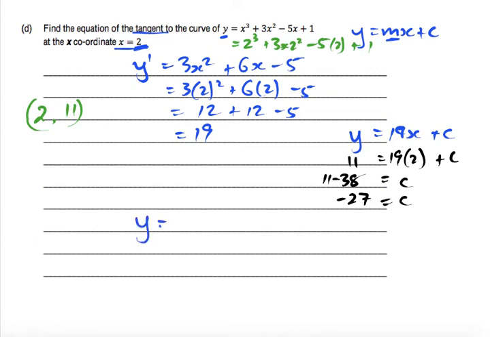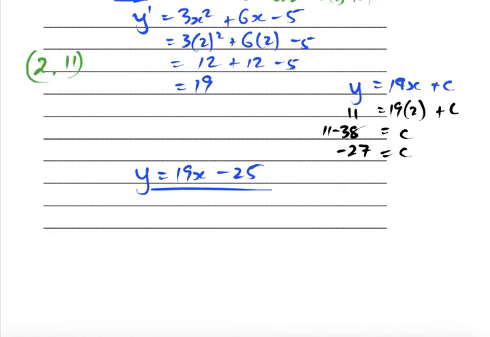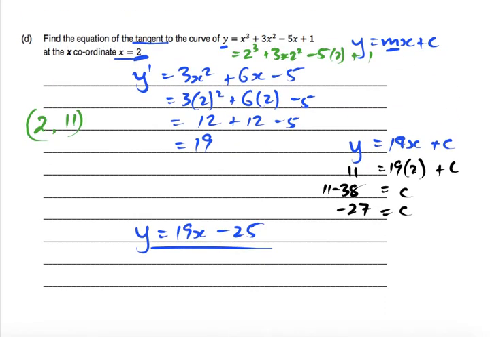So we've got y equals 19x minus 27. There's the equation of the tangent. That's merit. That's pretty cool. So there we go. There's some merit and achieved questions for the calculus. We'll do question 2 in a few minutes.